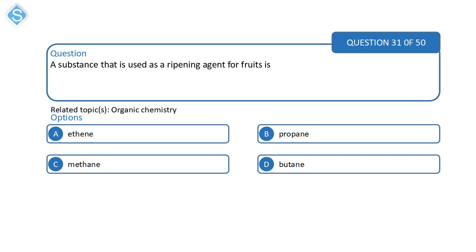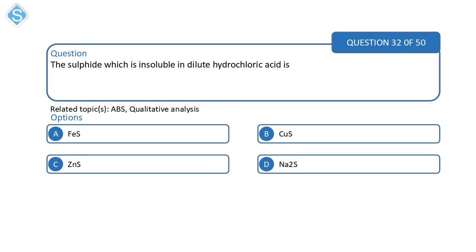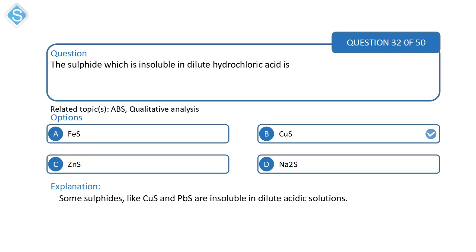A substance that is used as a ripening agent for fruit is ethene or ethylene. Ethene or ethylene is used in the artificial ripening of fruits. Next, the sulfide which is insoluble in dilute hydrochloric acid is the sulfide of copper. Copper sulfide and lead sulfide are insoluble in dilute solutions of hydrochloric acid.